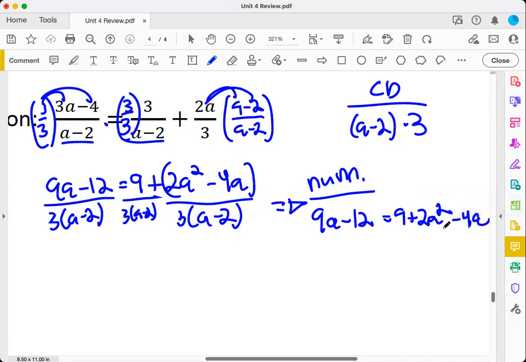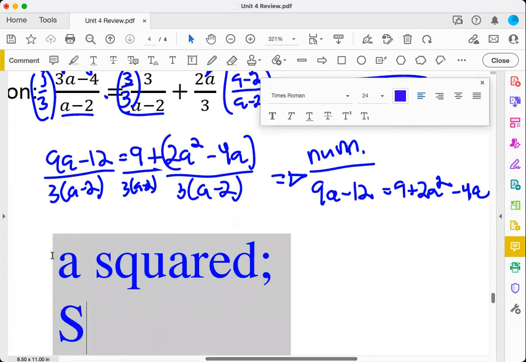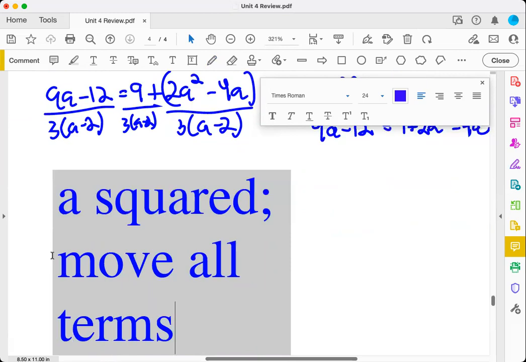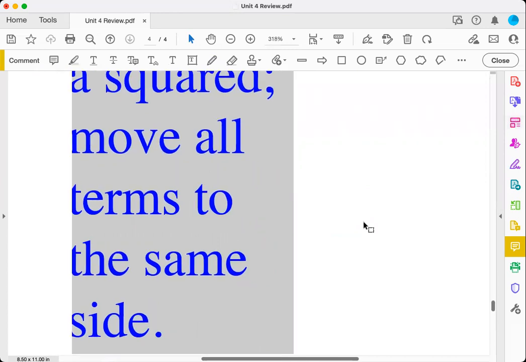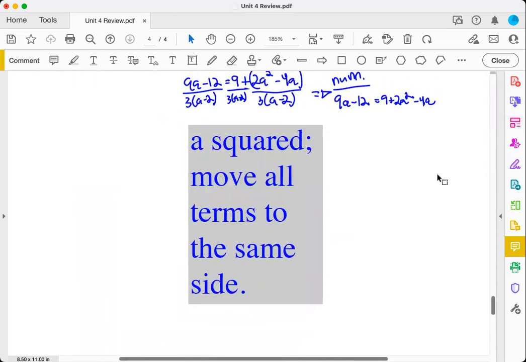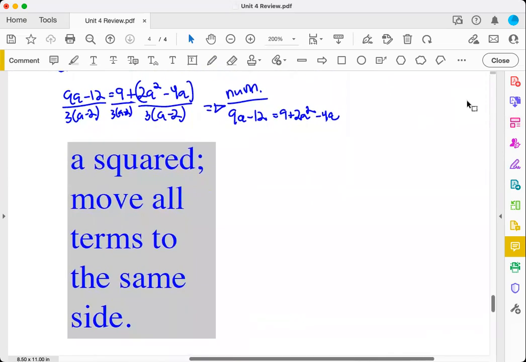So you have an A squared term here, so you're going to be better off setting all of the terms to one side and then solving for 0. And I'll even make a note of that real quick. So let me switch tools. Is that big enough for you? Do you get that? You have an A squared term in there, so you're going to have to take each term to the same side. So there's an A squared term, move all terms to the same side and then factor respectively.